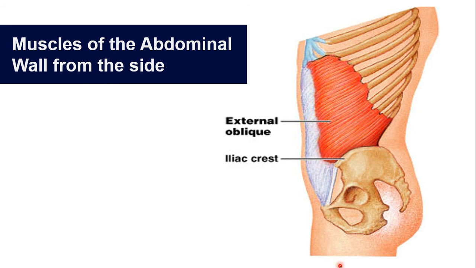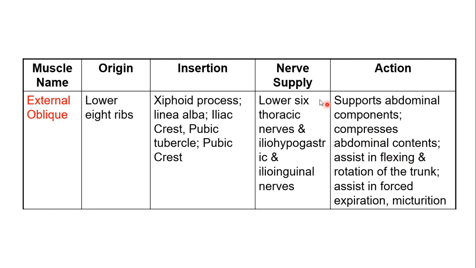Then actually we have here the table. So it is supplied by the lower six thoracic nerves, as what we have discussed earlier, and then the iliohypogastric and the ilioinguinal nerves. Take note that its action includes supporting the abdominal components, compressing the abdominal contents during flexion, and it also assists in flexion and rotation of the trunk. Aside from that, it assists in forced expiration, as what we have discussed in our prelim, or micturition also.